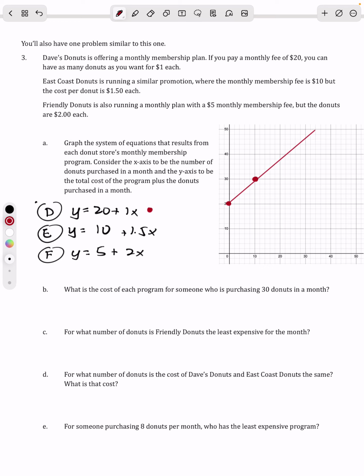Look at that. I will do East Coast in black, $10 fixed cost. And every time it's basically a 1.5, 15 over 10, right? I go up 15, I go over 10. Can I go over 30 and up 20? Is that going to confuse anybody? I'm going to do that. Oh, I messed up. It's not going to work. Okay, redo it. Steady hand, steady hand. One more time.